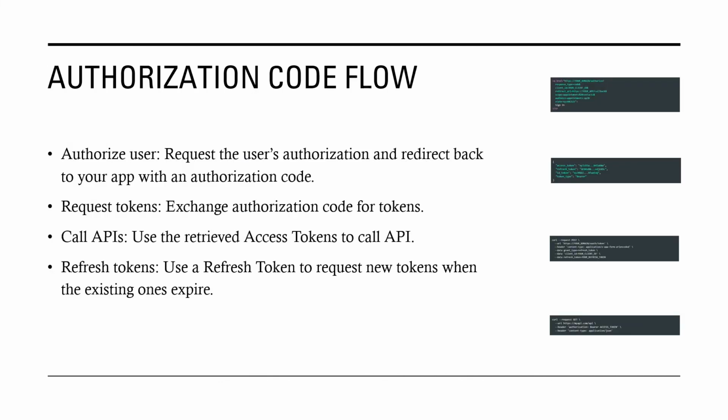The typical authorization code flow is as follows. The user is authorized by requesting the user's authorization and redirecting back to the app with the authorization code. This code will be exchanged for a request token to call the necessary APIs. A refresh token function is also embedded to ensure long-lasting connectivity.